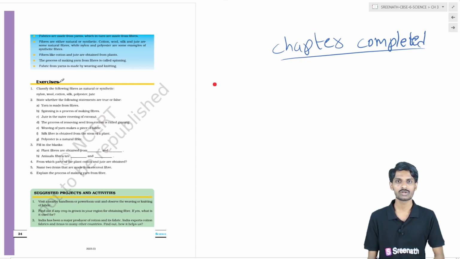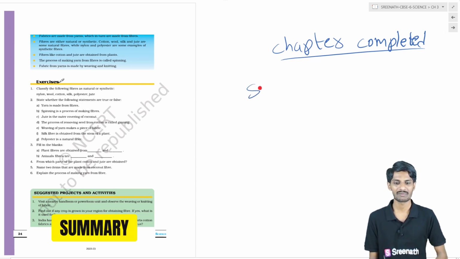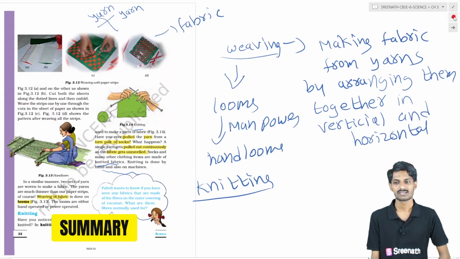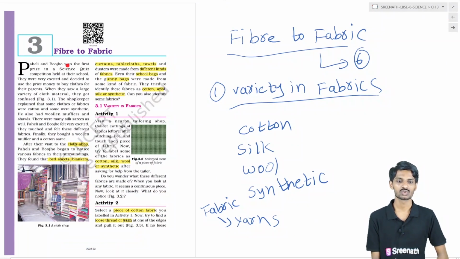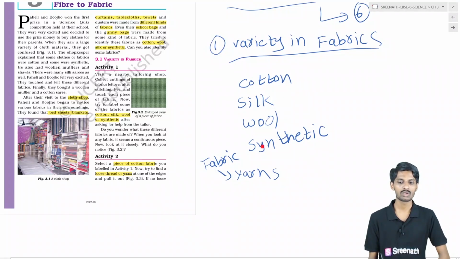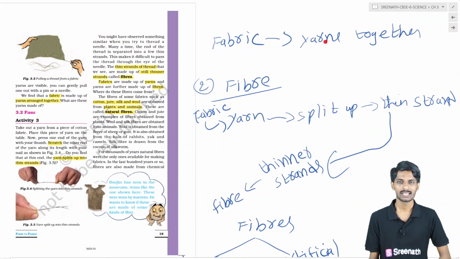Now we are going to have the summary of this whole chapter, students. This is the Fibre to Fabric chapter. It has 6 topics. First topic is the variety in fabrics. What are the different types of fabrics? Cotton, silk, wool, synthetic fabrics, and how fabrics are made. Fabrics are nothing but yarns made up of yarns together.